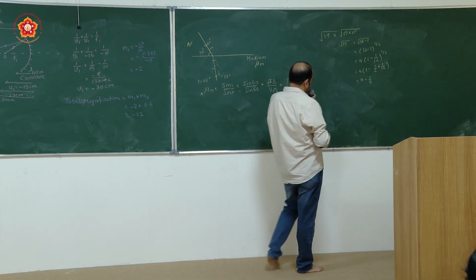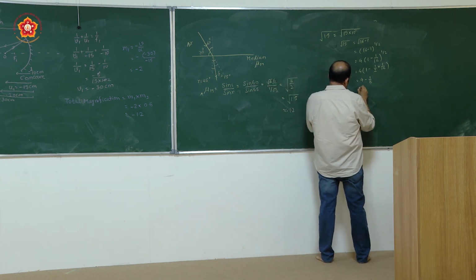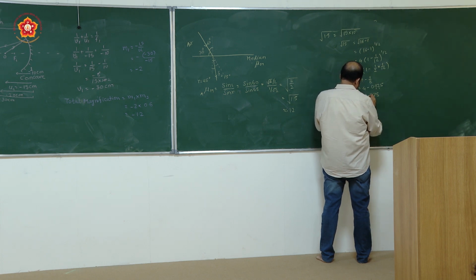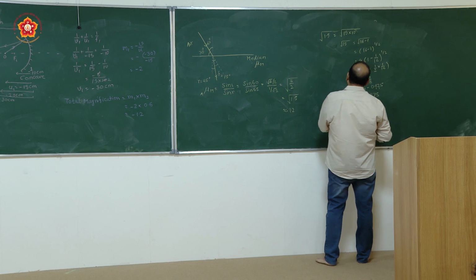Now 1 by 8 is 0.125. So 4 minus 0.125 gives the answer 3.875, which is the square root of 15.